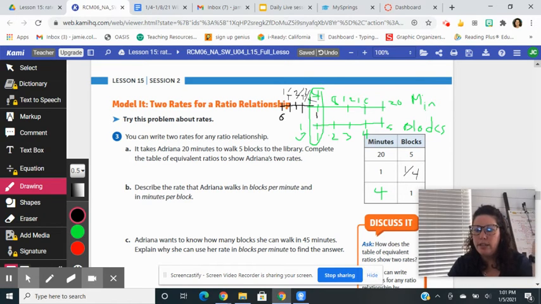So in 20 minutes, Adriana travels 5 blocks. In 1 minute, she travels 1/4 of a block. And in 4 minutes, she travels 1 whole block.